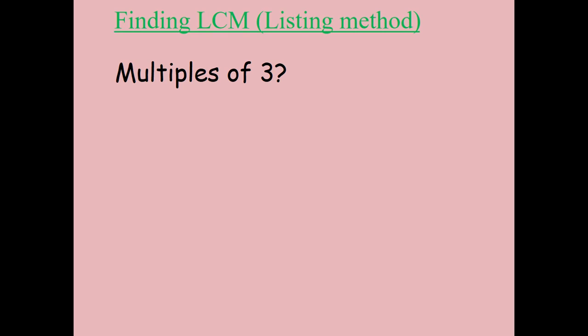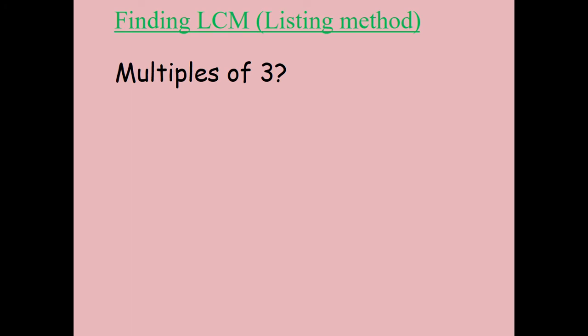Now we're going to look at LCM. LCM refers to lowest common multiple, and we're going to be finding it using the listing method. As the name suggests, we're going to be listing the multiples, and we're going to find the common multiples, and we're going to identify the lowest.